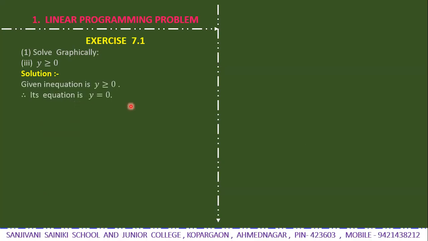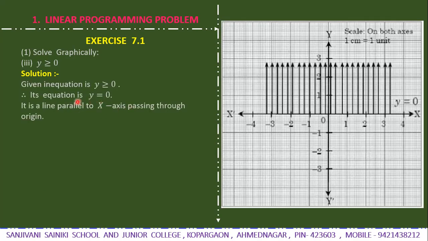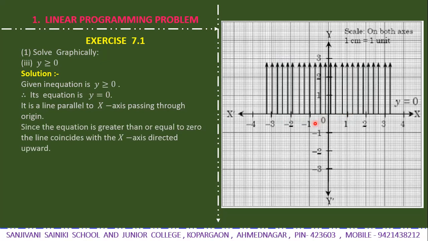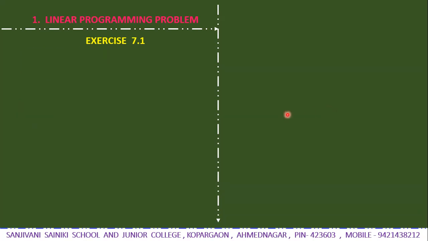Now y is greater than or equal to 0, or the corresponding equation is y is equal to 0. If we plot, we get the x-axis. y is equal to 0 is the equation of the x-axis. Now here y is positive, so the area lies above the x-axis. So the solution set lies above the x-axis.